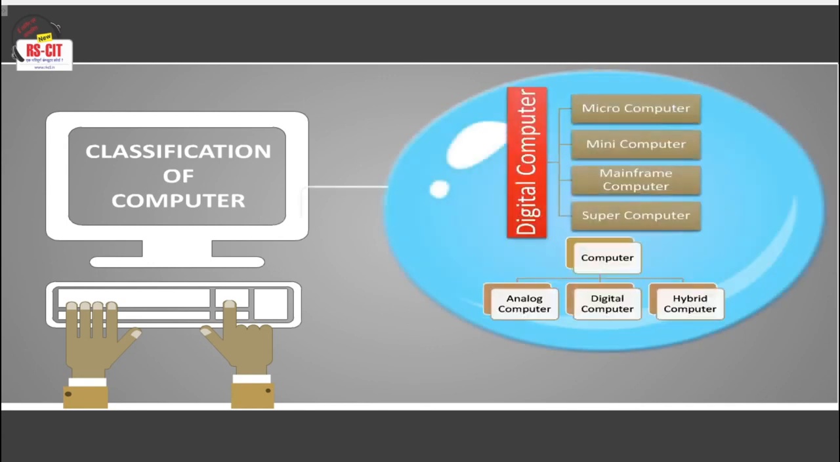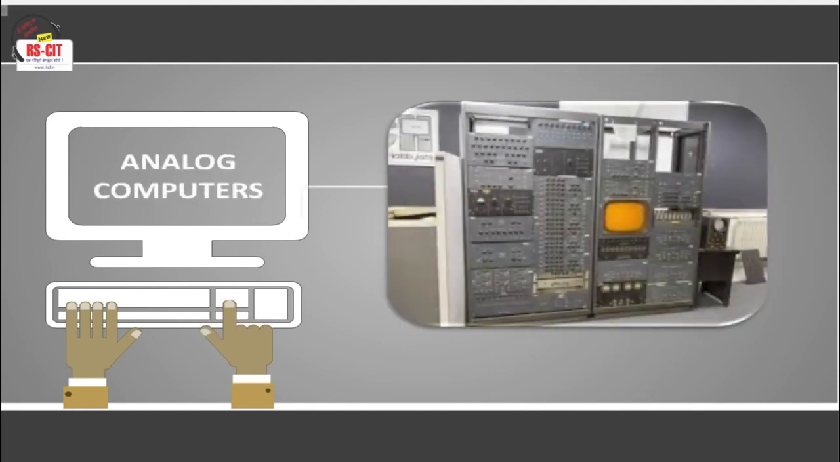Coming to computer classification. Computers may be classified on various parameters like based on their data processing capabilities, according to purpose, data handling, functionality, size, storage capacity, and performance. Analog computer is a device that processes infinitely varying signals, such as voltage or frequencies. A thermometer is a simple analog computer. As the temperature varies, the mercury moves correspondingly.